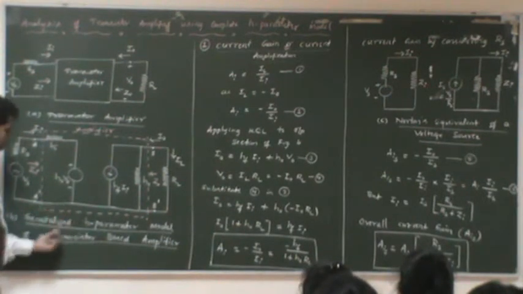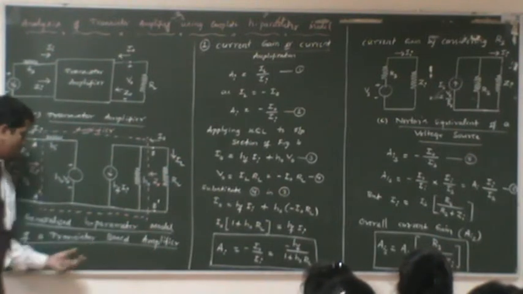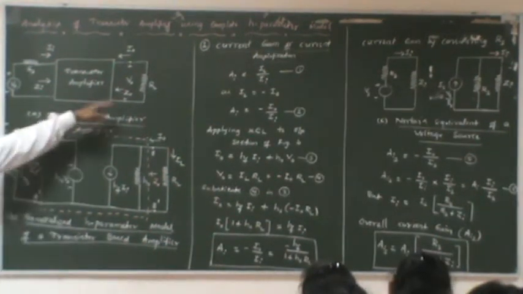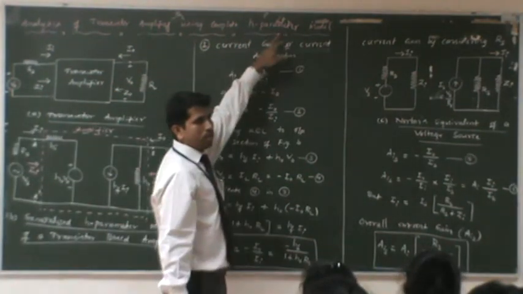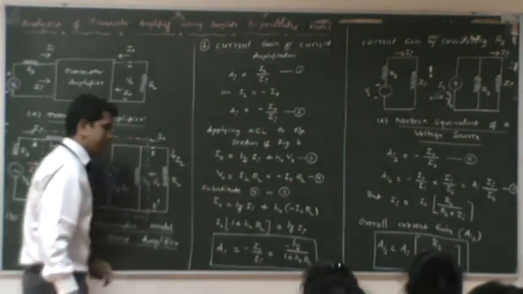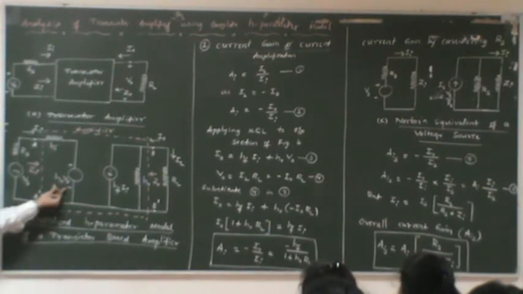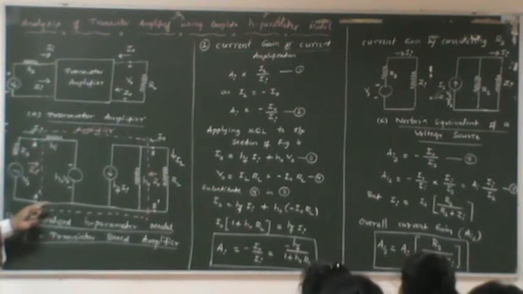This diagram shows the generalized h parameter model of a transistor-based amplifier. We are doing the complete h parameter model here, which you have seen earlier. We can even write the h parameter model as a simplified version by just neglecting hr times V0. If you neglect this, the complete model becomes a simplified model.